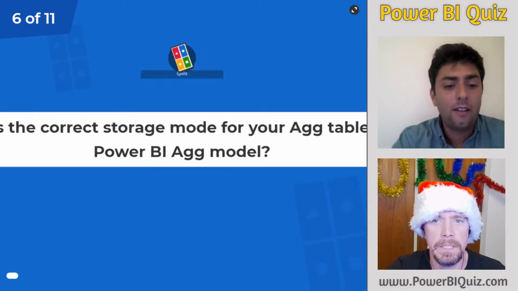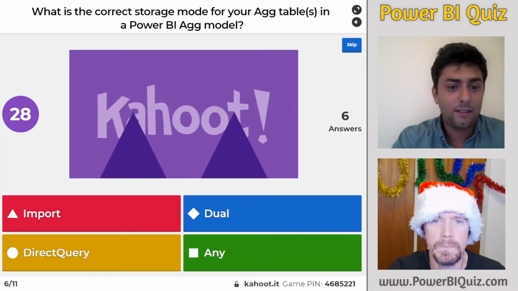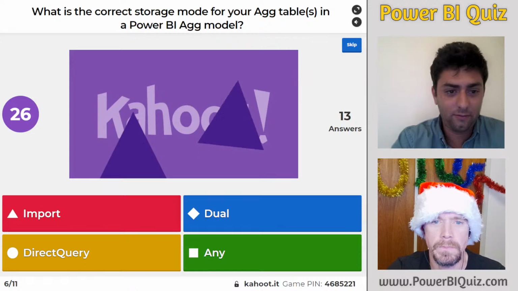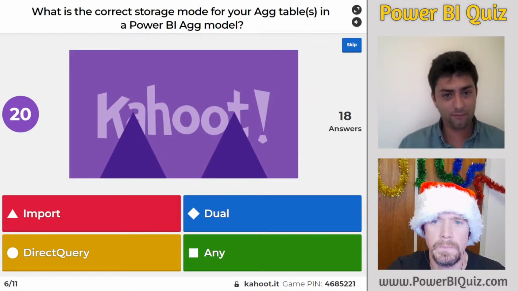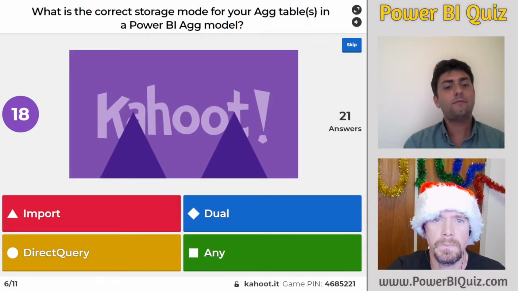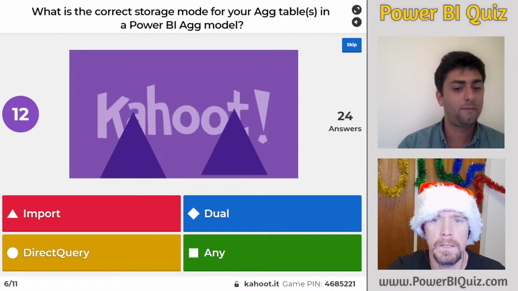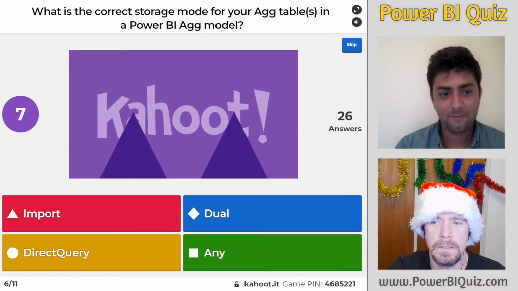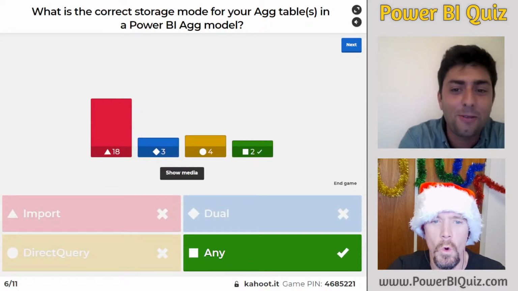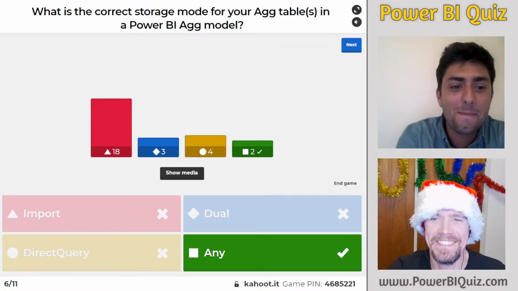And here you have double points. So it's the same question, but for the aggregated tables. What is the correct storage mode for your aggregated tables? I'm looking forward to see the answers on this one. And yes, as I expected, many people got it wrong.